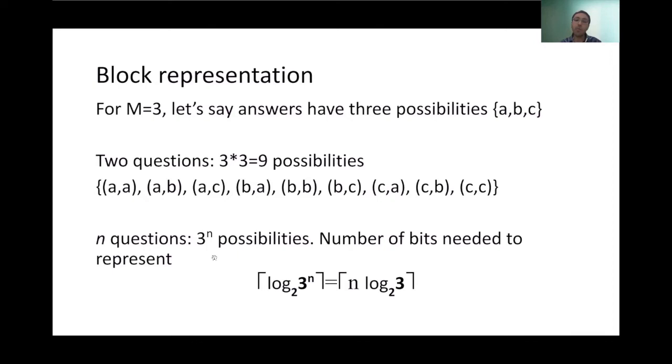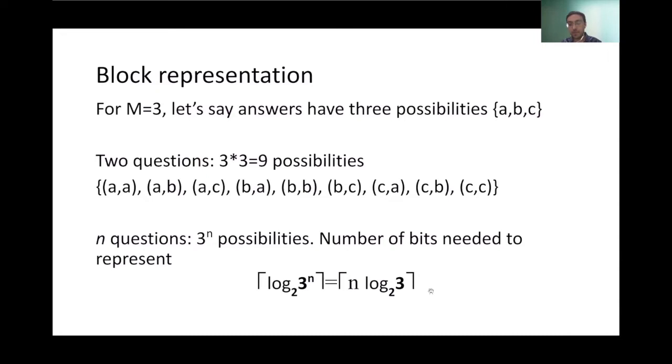Now, what is the number of bits you need to store the answer to these n questions? That would be the logarithm of 3 to the n, right? Because 3 to the n is the number of possibilities. And we take this logarithm and we take its ceiling. And this is equal to n times logarithm of 3 in base 2. This is the number of bits you need if you want to store n answers together.